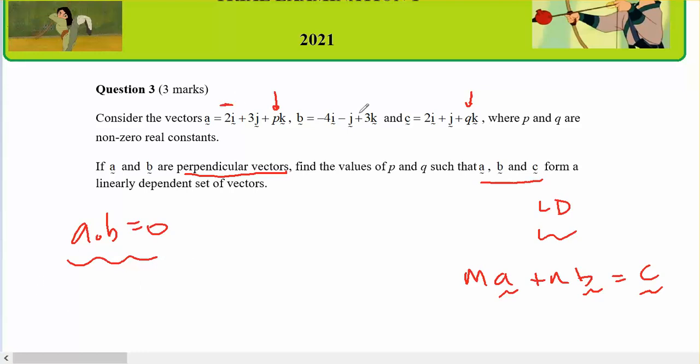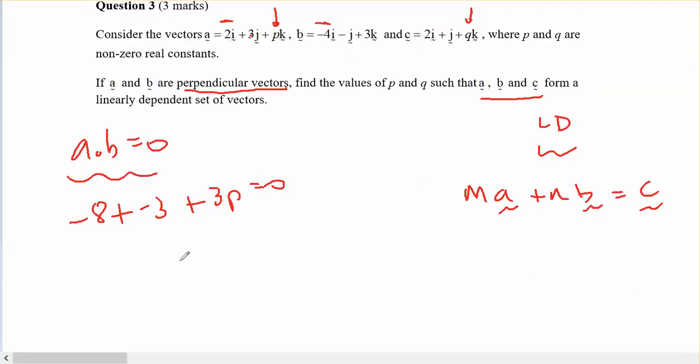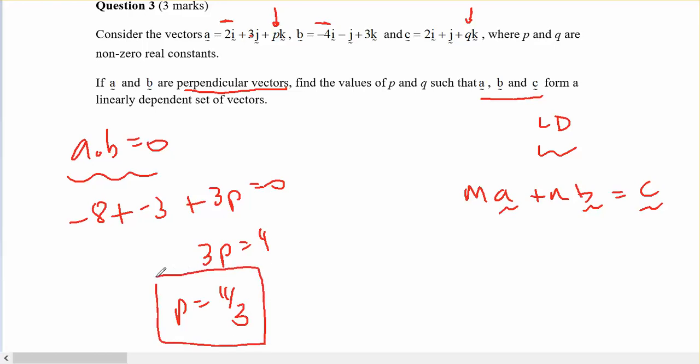Therefore, 2 times negative 4, so negative 8, plus 3 times negative 1, minus 3, plus P times 3, 3P, equals 0. Therefore, 3P equals 11, P equals 11 on 3. So that's the first part done. Find P equals 11 thirds, and that's because of the perpendicular vectors.